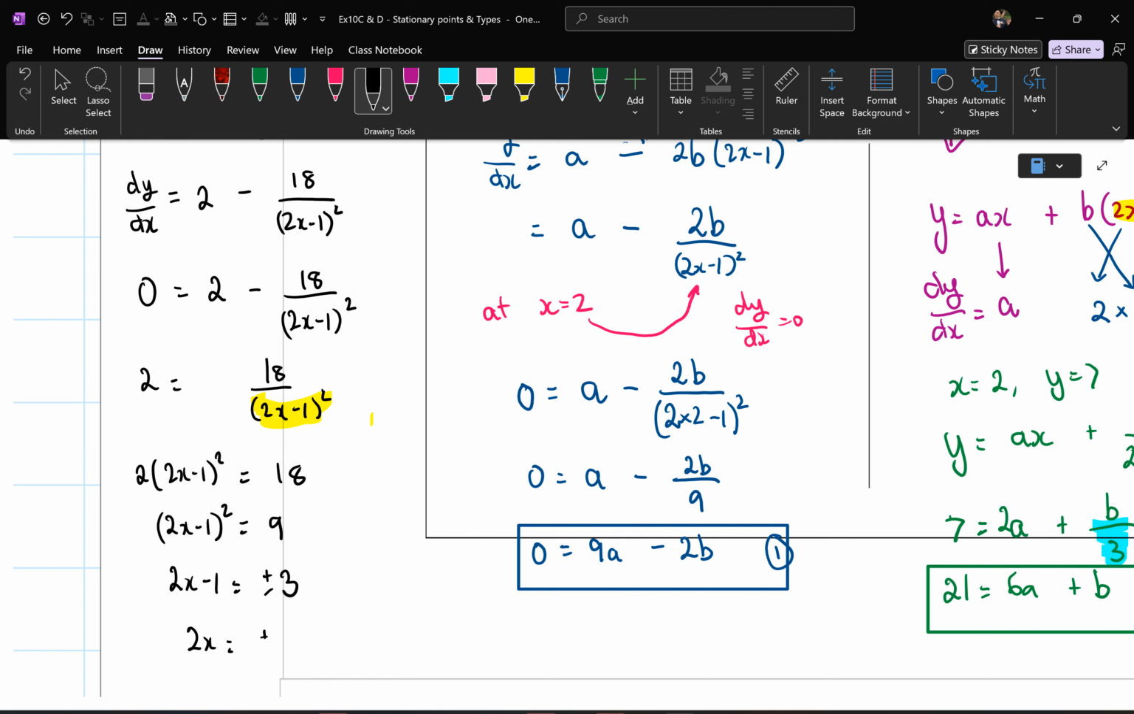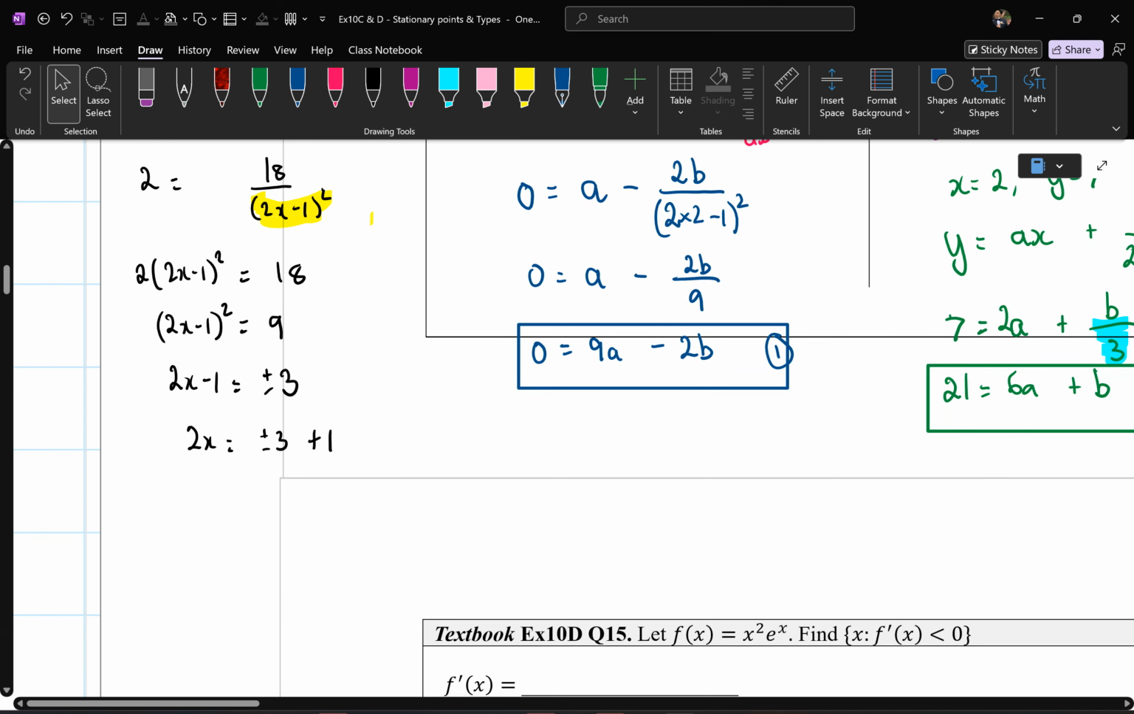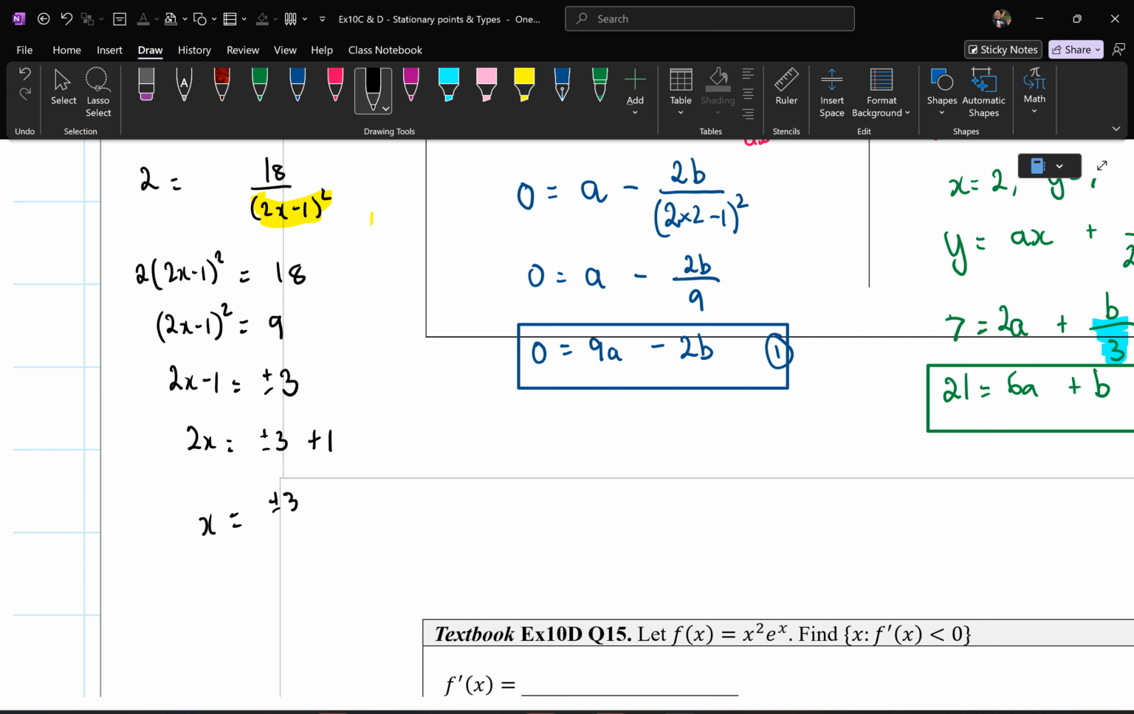So that you get plus minus 3 plus 1. And finally, your x-coordinate of your stationary point could either be plus minus 3 plus 1 divided by 2. So the two solutions are, if you had 3, it'd be 3 plus 1 is 4. 4 divided by 2 is 2. Or negative 3 plus 1 is negative 2 divided by 2 is negative 1.